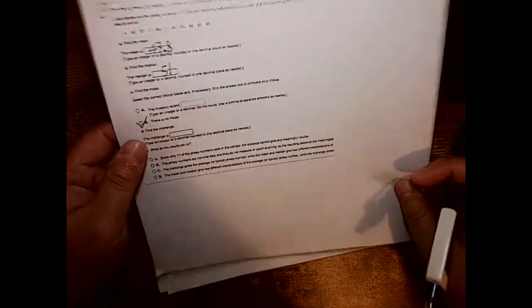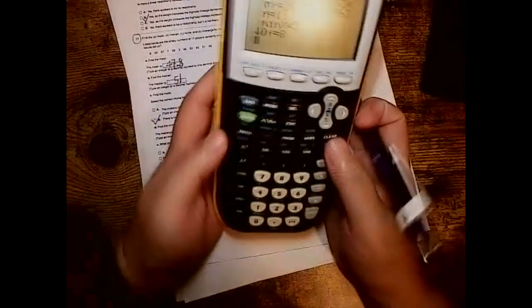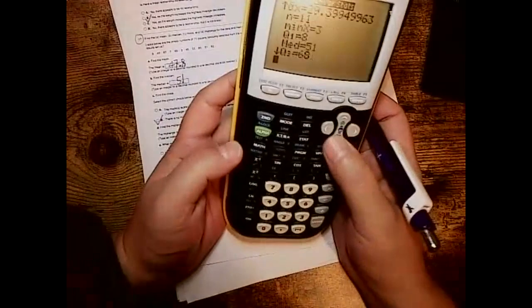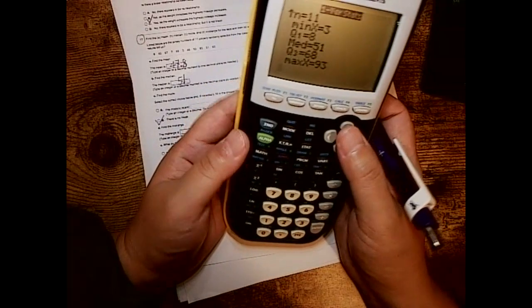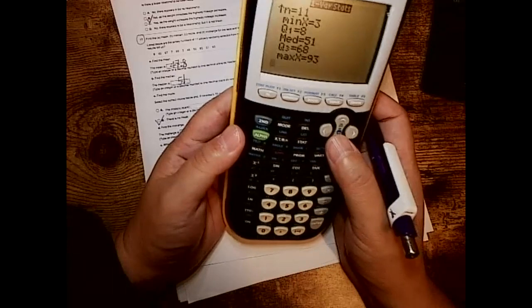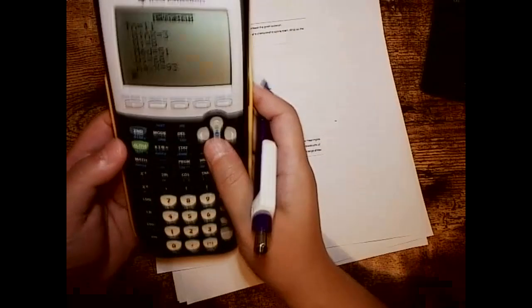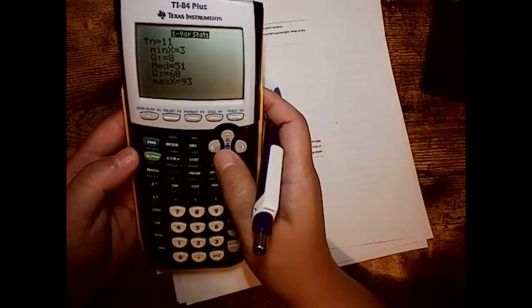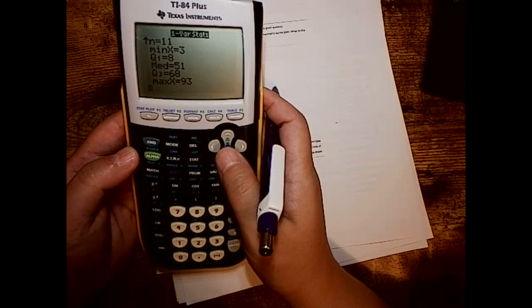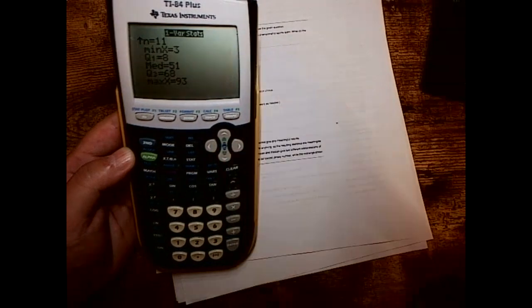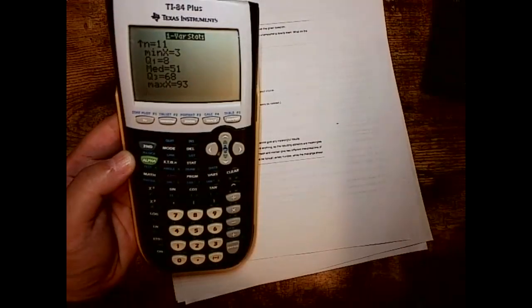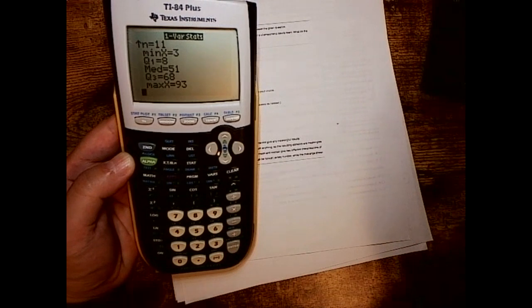Okay, so part D, find the mid-range. Let's see our list. We don't really have the mid-range, but we have the maximum and the minimum, okay? Minimum is 3, maximum is, hold on, here. Minimum is 3, maximum is 93, minimum plus maximum is 96. Divide 96 by 2, what do you have? Divide 96 by 2. Nope, not 90.